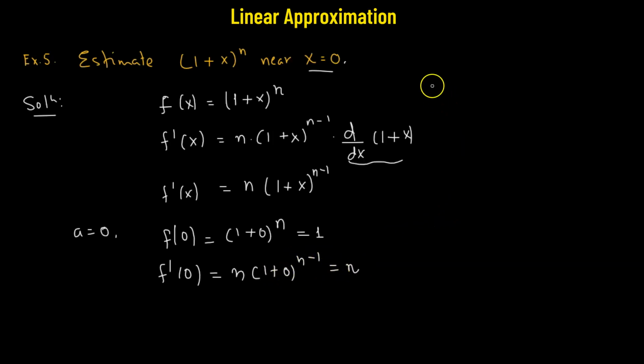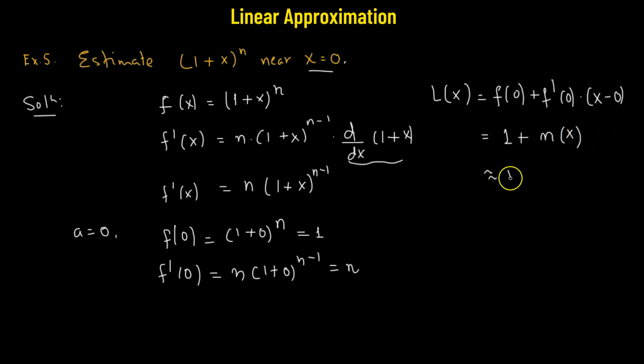Now let's use the approximation function. So we have L of x, which is given by f of 0 plus f prime of 0 multiplied to x minus 0. So this is equals to, so f of 0 we obtained, this is 1 plus f prime of 0, so this is n times x minus 0, which is x. So this is the approximation for 1 plus x raised to the power of n near 0. So this is how we can use the linear approximation function, which is actually the equation of the tangent line, to estimate the values of certain numbers.